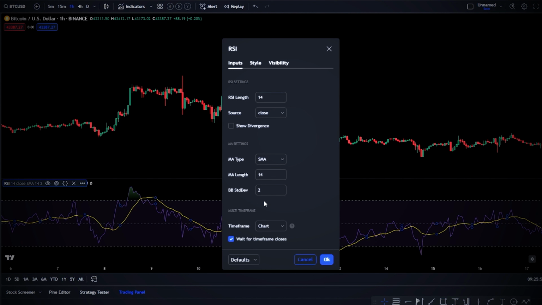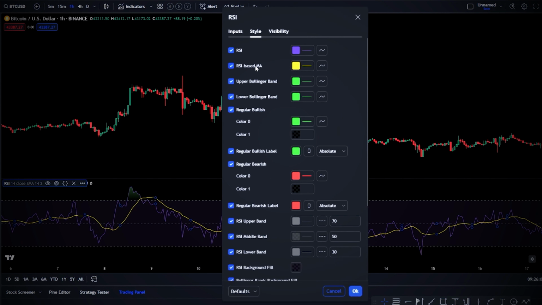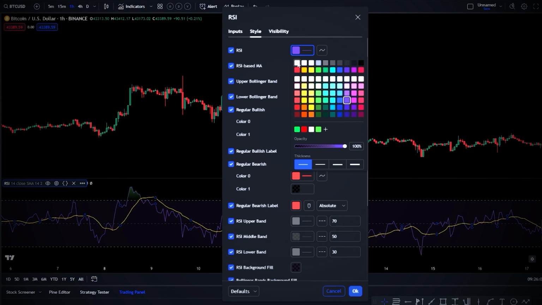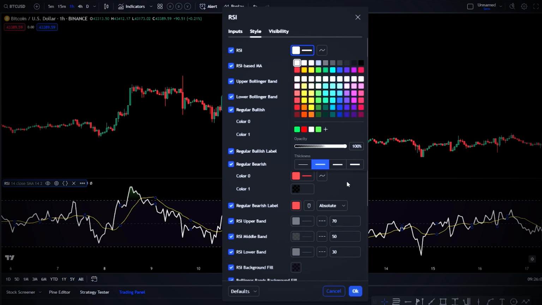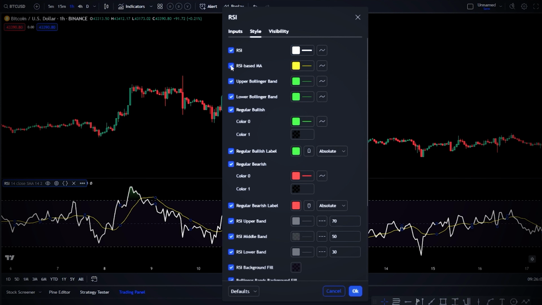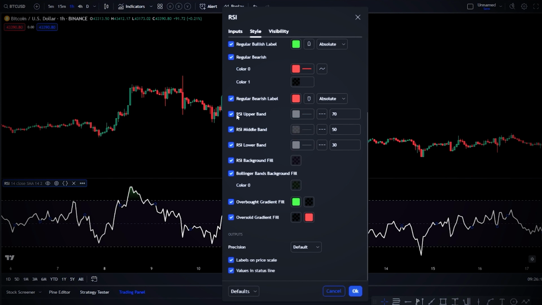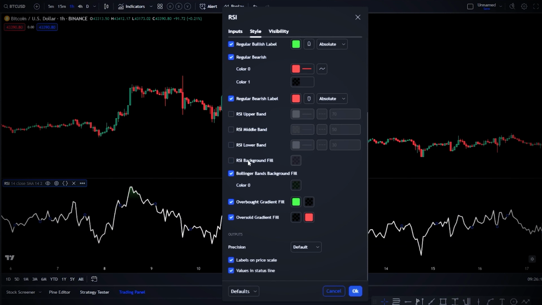So if you double click on your RSI indicator, you'll open up the settings. Now change the color from purple to a more neutral color like white. This will help you visually keep track. I personally like to make the line a little bit thicker. Now disable RSI based moving average and the Bollinger Bands. You'll also want to disable the RSI background and RSI bands.